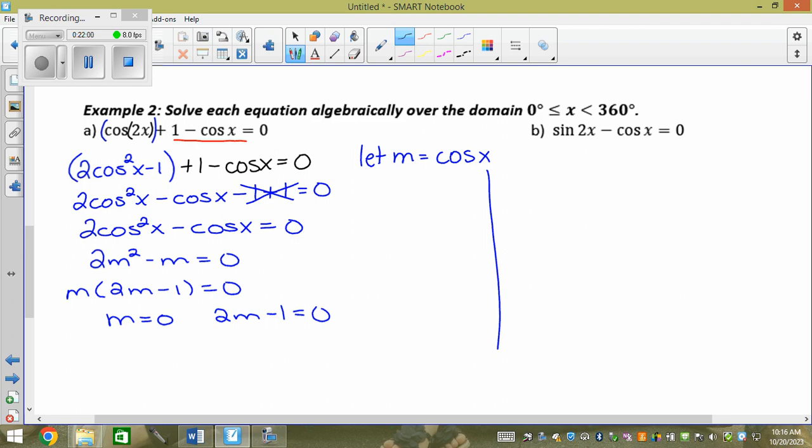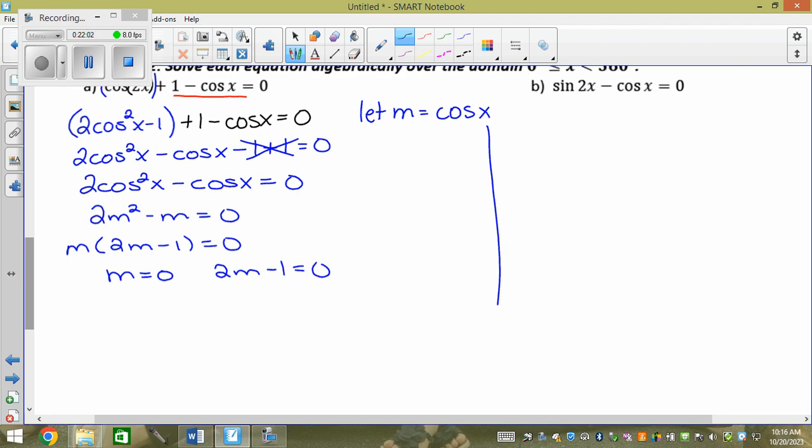So, we replace the cos x's with m's, or whatever letter you want. I prefer not x, especially in this one, because x is the angle. And we take out a GCF when we don't have that c. Remember when we have the a squared plus bx, but we don't have the c? We always are going to GCF every single time. So check out an m. We're left with m equals 0, and then 2m minus 1, so 2m equals 1, m equals a half.